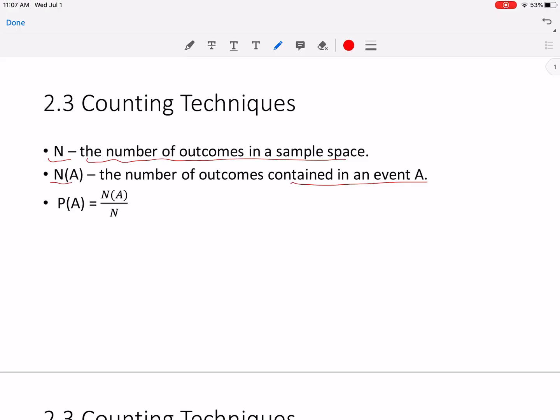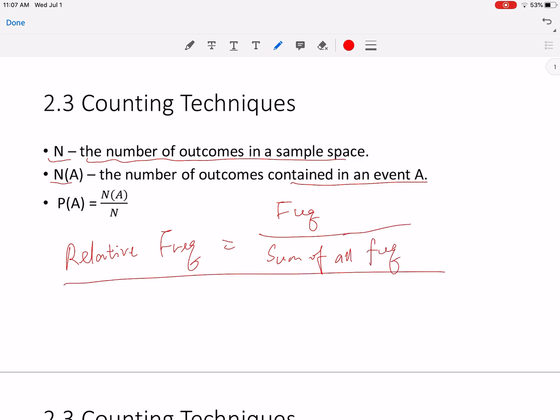So actually this idea is quite similar to the idea of relative frequency as what we learned in the previous videos. We know that relative frequency is equal to the frequency of a category divided by the sum of all frequencies. And this is very similar to the idea of P of A, probability of A, which is equal to N of A divided by capital N.